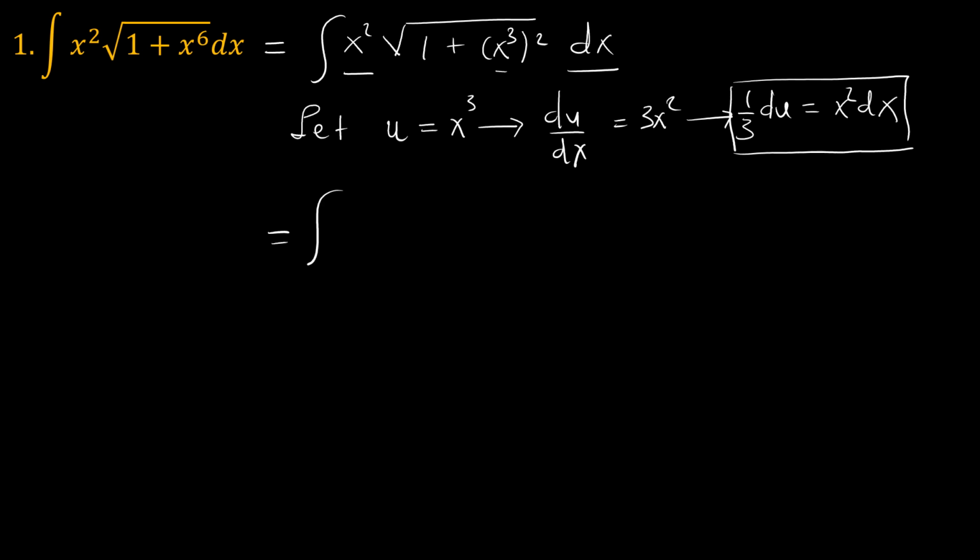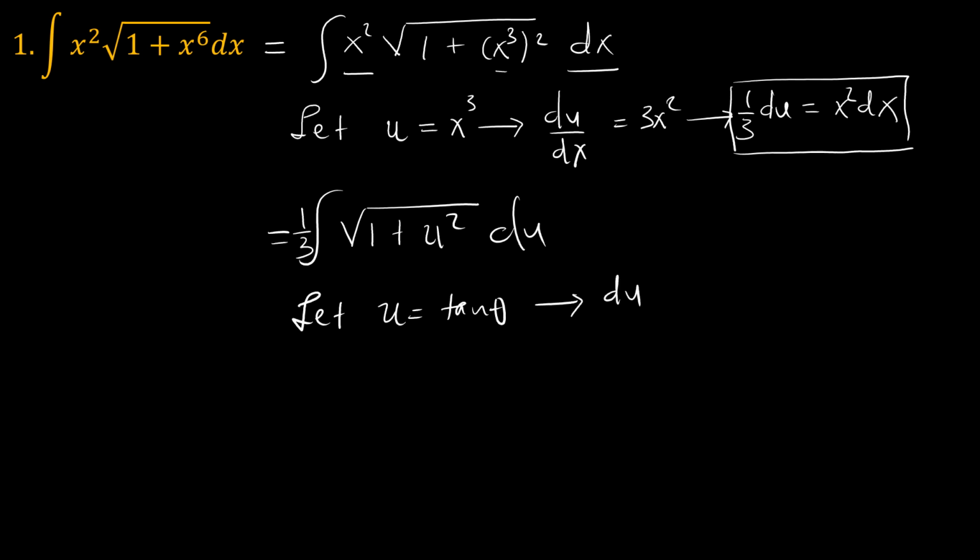So our integral now becomes the square root of 1 plus u squared, and then x squared dx becomes a third du. Good. Now, one other thing we could do is substitute for u with a trigonometric function. I would like to use the tangent, so I could say let u be equal to tan theta, such that du/d theta is equal to sec squared theta, implying that we can substitute for du with sec squared theta d theta.